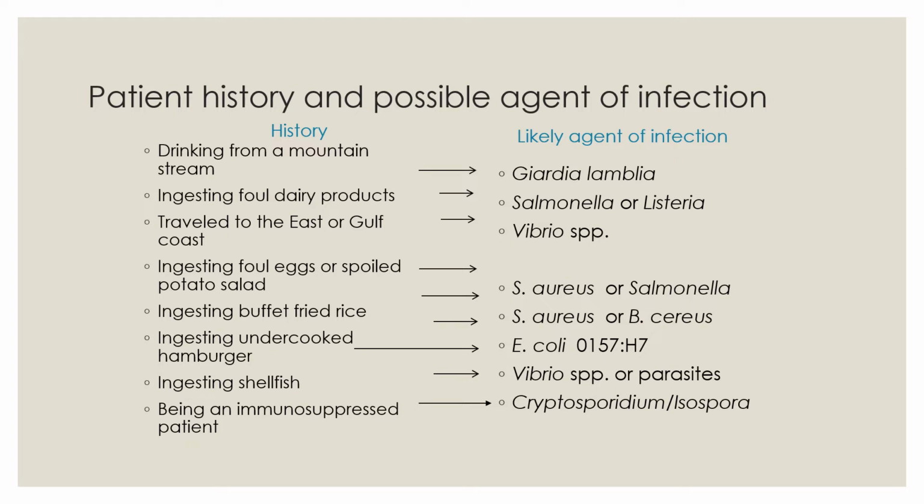Have you ingested buffet fried rice? Fried rice is a great culture media for things like Staphylococcus aureus or Bacillus cereus. Have you ingested undercooked hamburger? E. coli O157:H7 is associated with undercooked hamburger. You may remember the story of the Jack in the Box restaurant where the child ate undercooked hamburger and ended up getting hemolytic uremic syndrome. That was many years ago, but it was associated with E. coli O157:H7. Have you ingested shellfish lately? If you've ingested shellfish that was not cooked properly or contaminated, you could have parasites or Vibrio parahaemolyticus. Or are you a patient that is immunosuppressed? There could be a number of things causing your illness, including things like Cryptosporidium or Isospora.